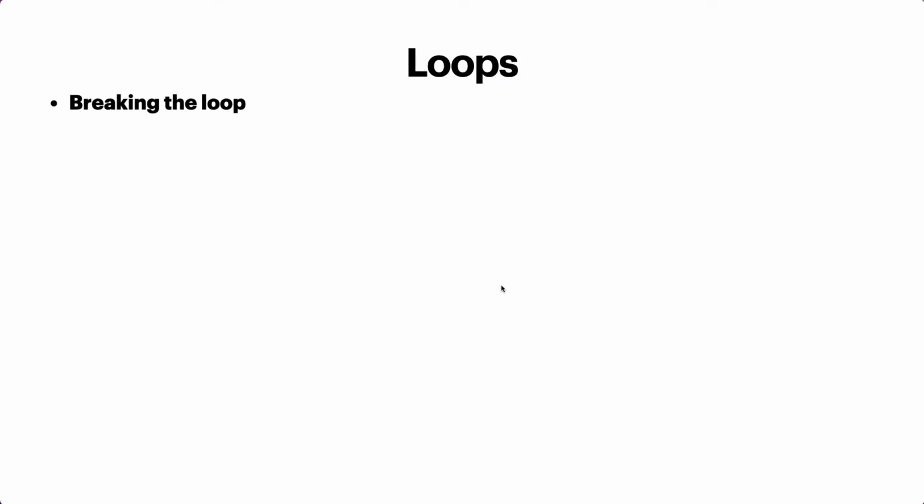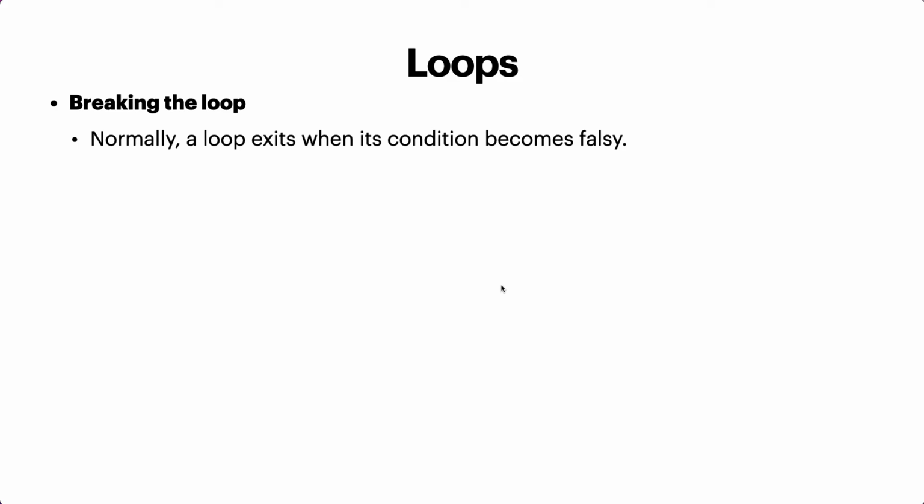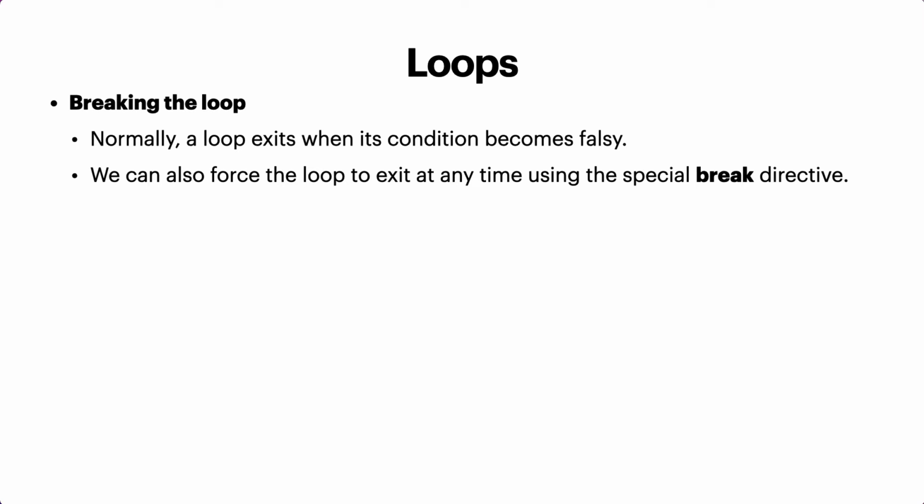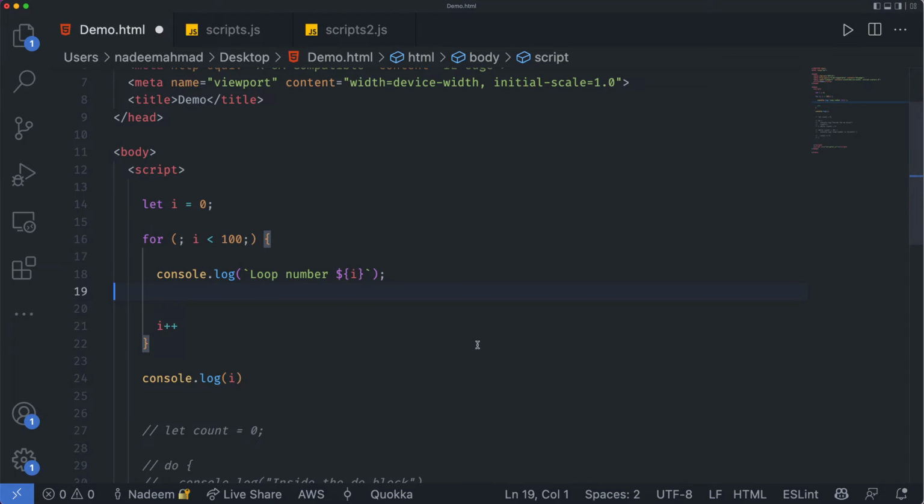How we can do that, let's just see. Normally a loop exits when its condition becomes falsy. We can also force a loop to exit at any time using the special break directive. So for example, we have a loop, and then we can put a condition over here. If this certain condition is met, then break out of the loop. Let's just see it in action.